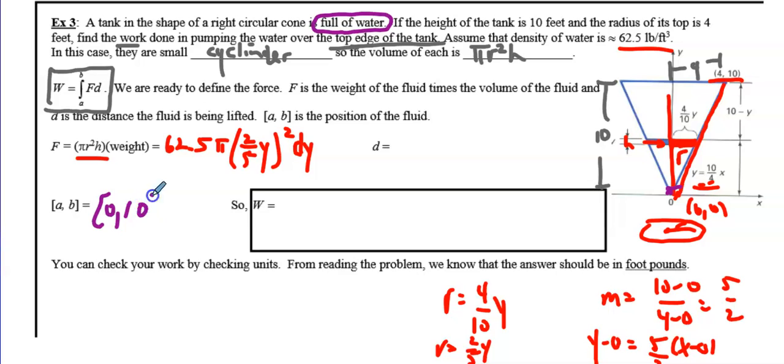So let's actually write that out first. We're at the bottom of the column and we're at the top of the column here. If this had said half filled with water, this would be 0 to 5. So, displacement.